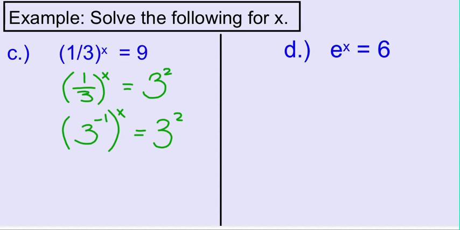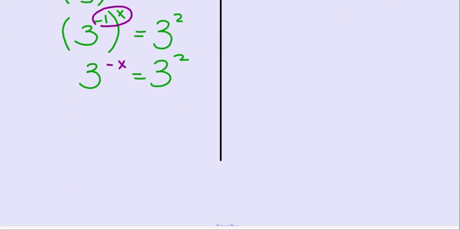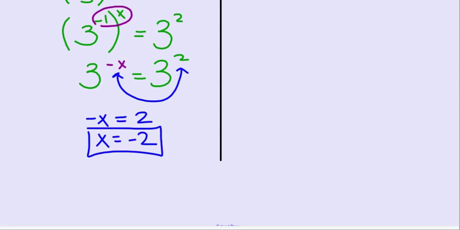Now I have a power to a power, so I can multiply those two pieces together. Negative 1 times x is negative x. And then I have 3 to the negative x equals 3 squared. So I've converted them both to the same exponential base 3. Now I can use the one-to-one property. Exponents must equal each other. And now I solve this equation for x. So we divide both sides by negative 2, and I get x equals negative 2.